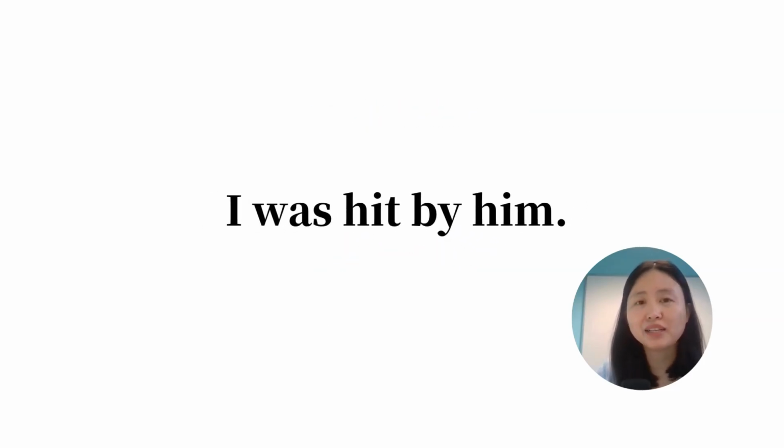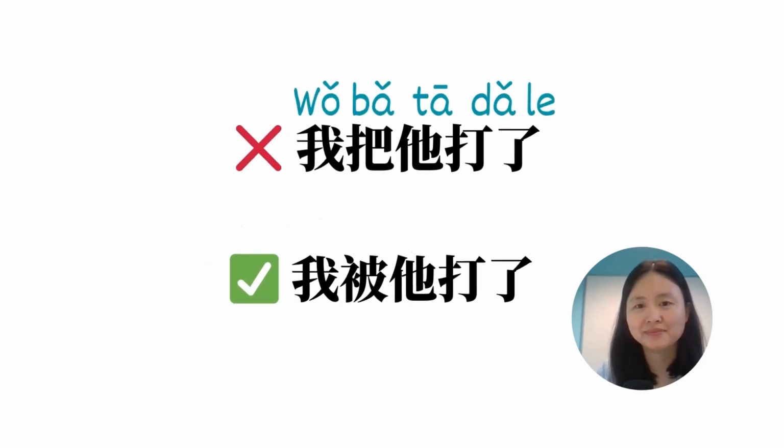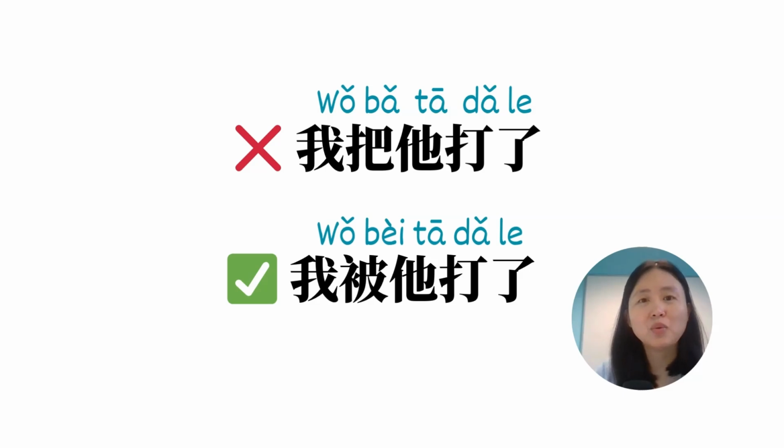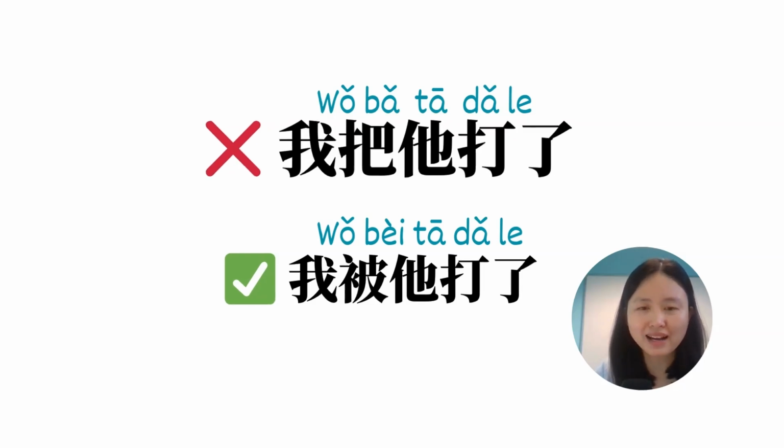Next one, I was hit by him. Do we need to use 把? No. If you say 我把他打了, then the meaning changes. 我把他打了 means I hit him. It's not I was hit by him. You can say 他把我打了. 他把我打了 means 他打了我. It's him who hit me. So if you say be hit by somebody, in this case we use a passive pattern, which is 被. 我被他打了. Or you can say 他把我打了.